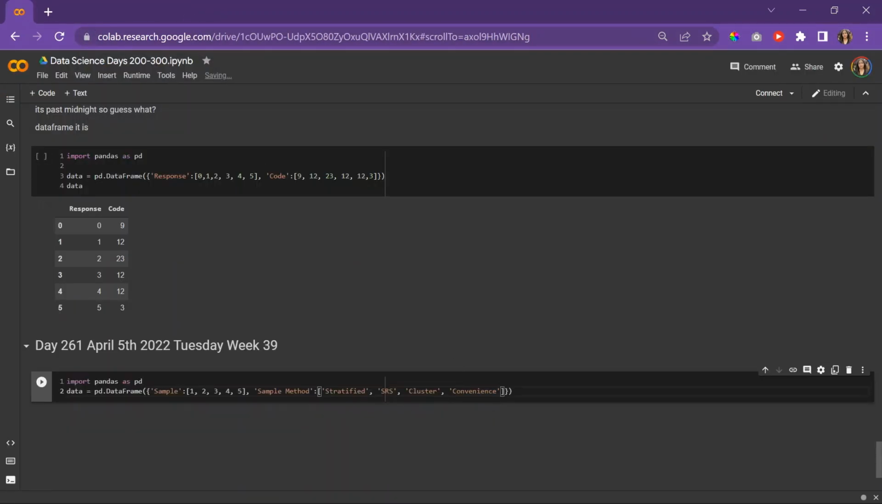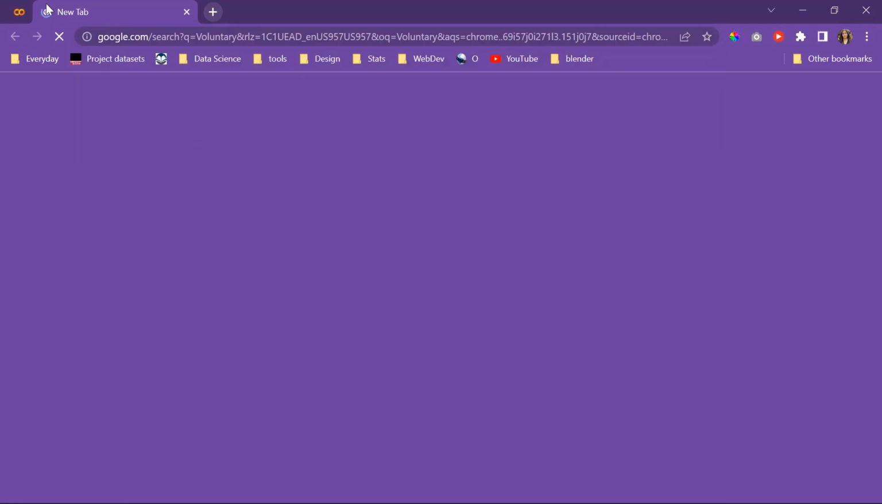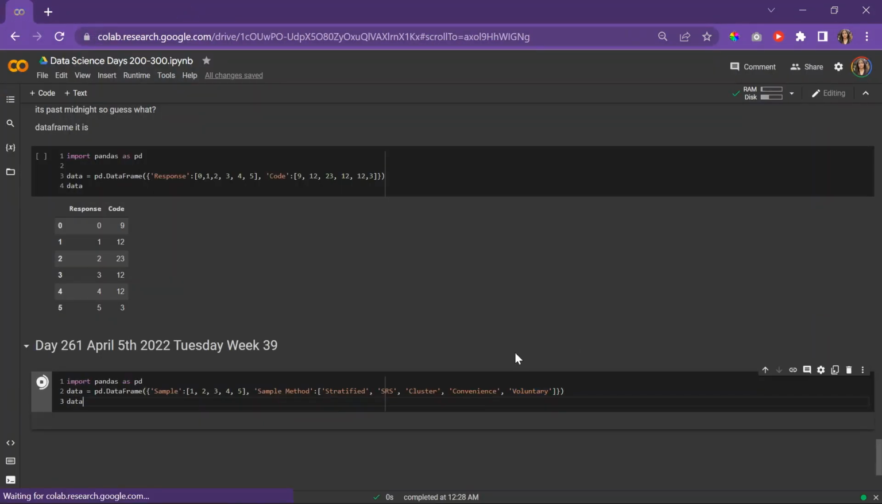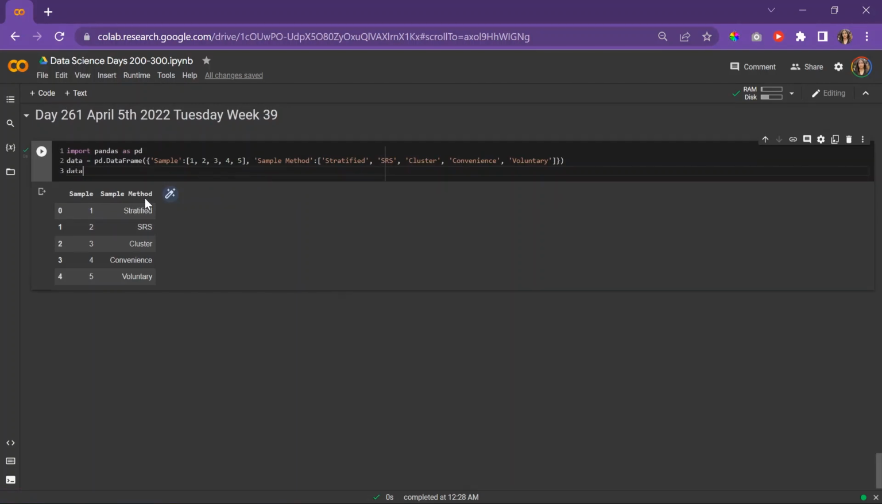Convenience sample. How many more? Do we have one more? Okay. And then what's another one? Voluntary. I don't even know. Let's try systematic. Okay. Data. Okay, so sample method, perfect.